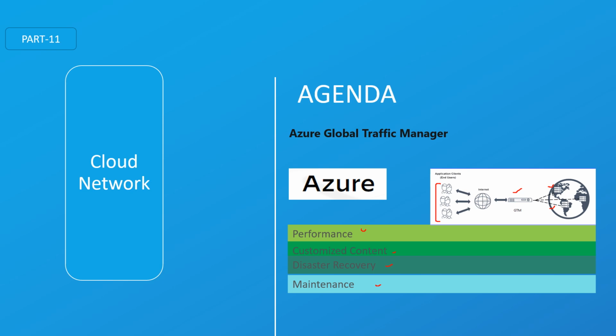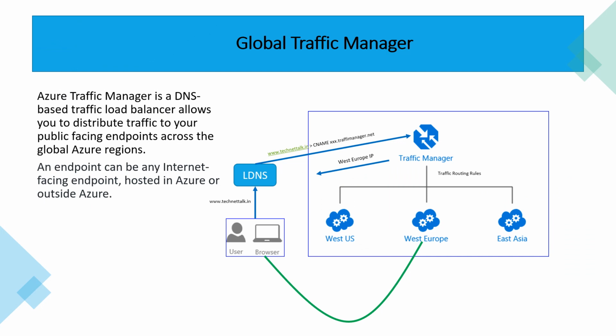So let's get started. You can compare your global traffic manager with other vendors like F5. In F5 world, we call it GTM. And if you go for other load balancing mechanisms, you can call it GSLB. It is very, very similar and all works based on DNS request resolution. So Azure Traffic Manager is a DNS-based traffic load balancer, which allows you to distribute your traffic to your public-facing endpoints across global Azure regions. An endpoint can be any internet-facing IP address hosted in Azure or outside of Azure.